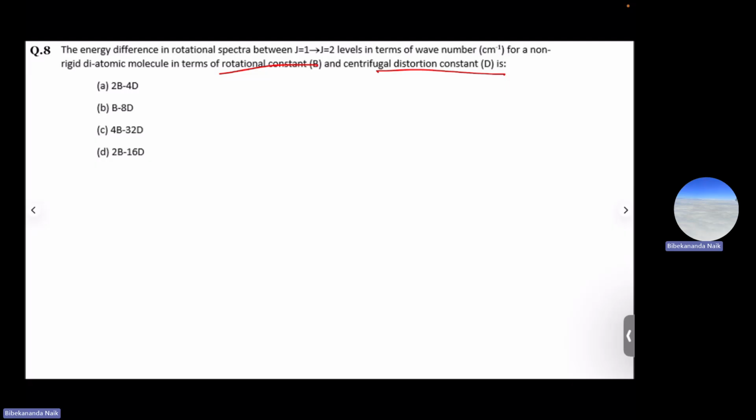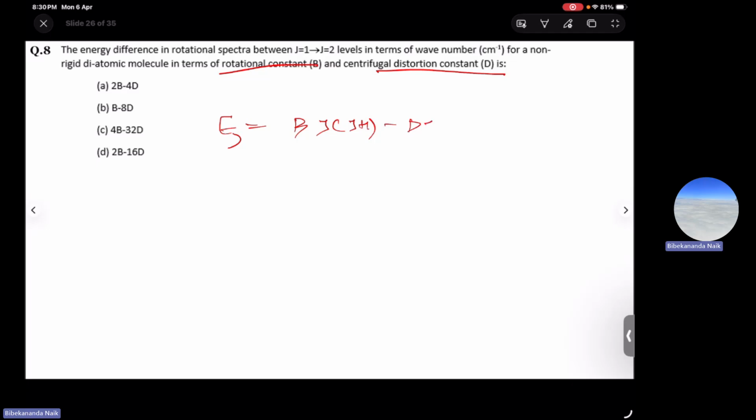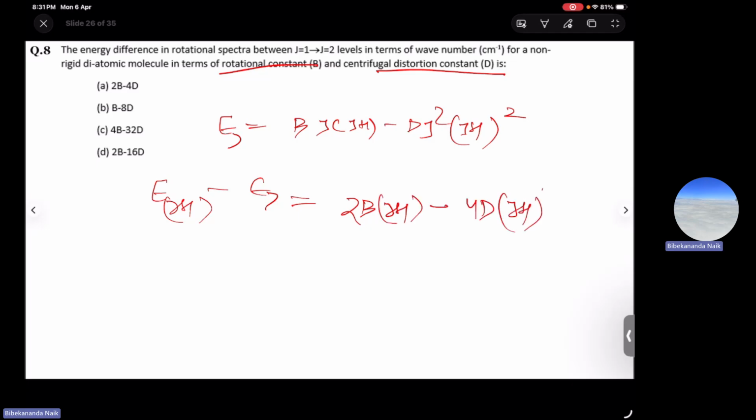So again, we know the expression for energy is BJ(J+1) minus D J squared (J+1) squared. This is the formula for energy. Now when the transition occurs from E(J+1) to E(J), we have already discussed, it will be 2B(J+1) minus 4D(J+1) squared.